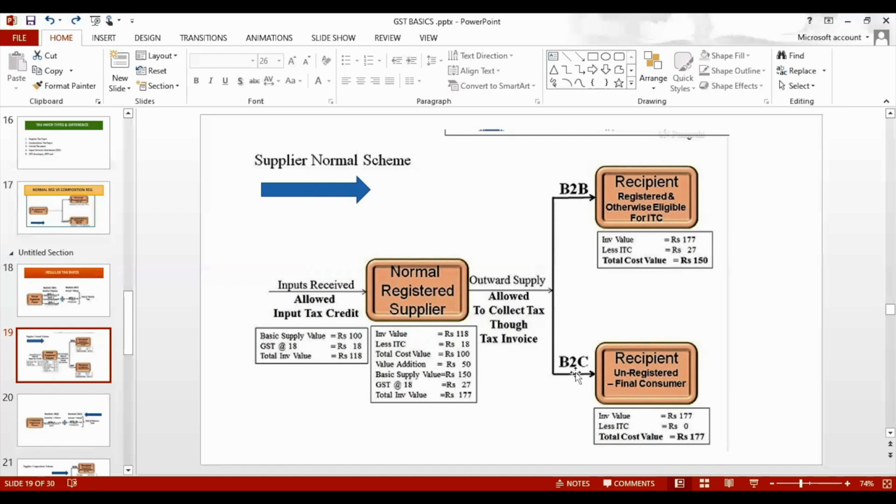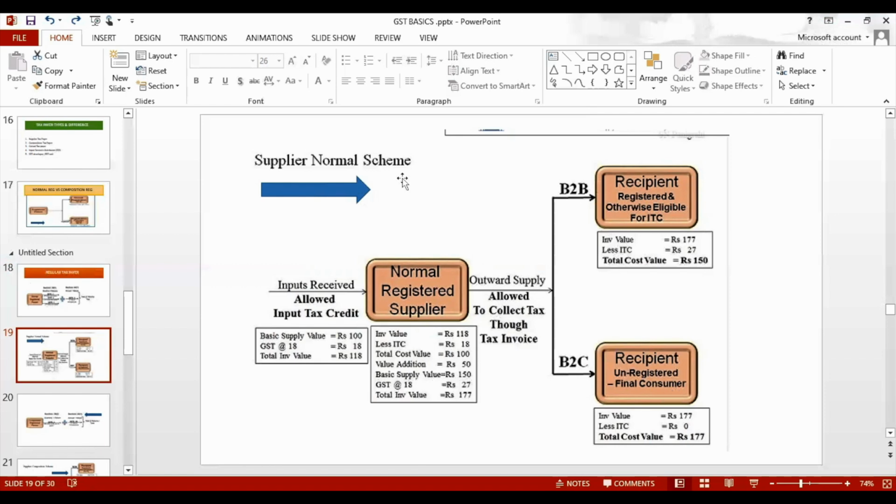So what is B2B and B2C? It's only for normal scheme explanation. Here I have 18% taxable input and 18% taxable output. And what is the ITC I want to pay? It's cleared out from the supplier under the normal scheme.